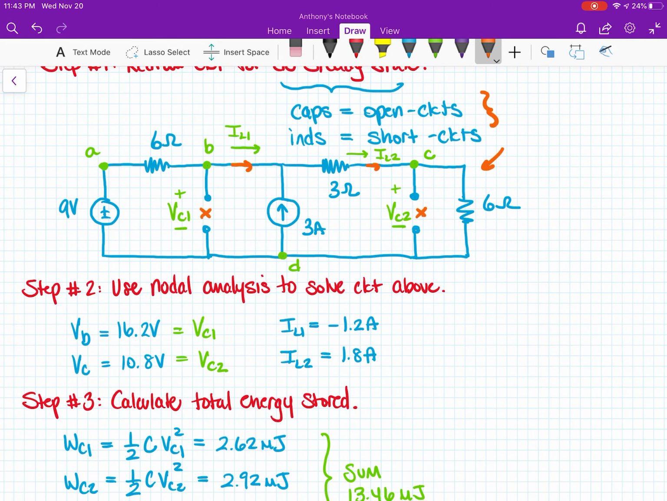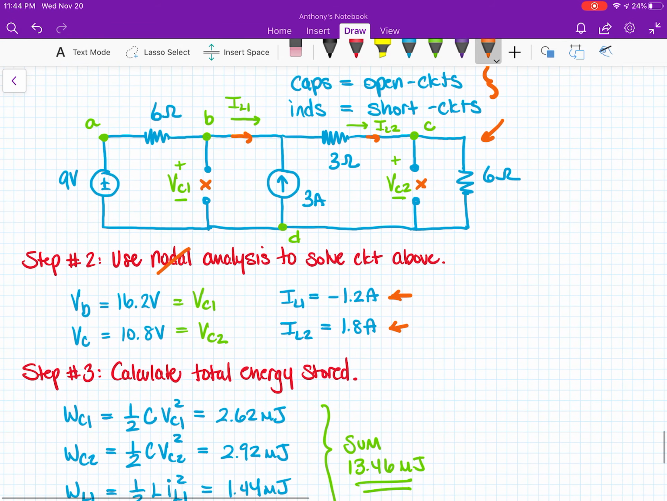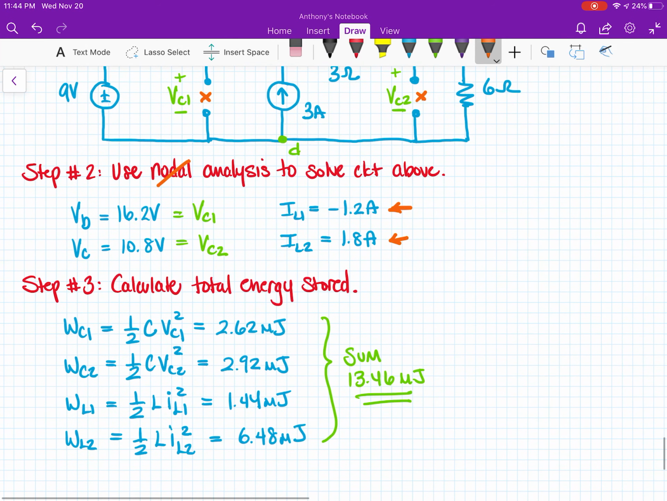Step number 2 is to apply, really it doesn't have to be nodal analysis, it can be any sort of analysis to solve the circuit above. I'm not going to go through those steps because hopefully by now we're all very familiar with how to solve these types of problems. And the result is V_B, which is also V_C1, the voltage across capacitor 1, is 16.2 volts. V_C, which is also the voltage across capacitor 2, is 10.8 volts. And then we calculated directly the currents flowing through either of the inductors. I_L1 and I_L2 are negative 1.2 amps and 1.8 amps respectively.